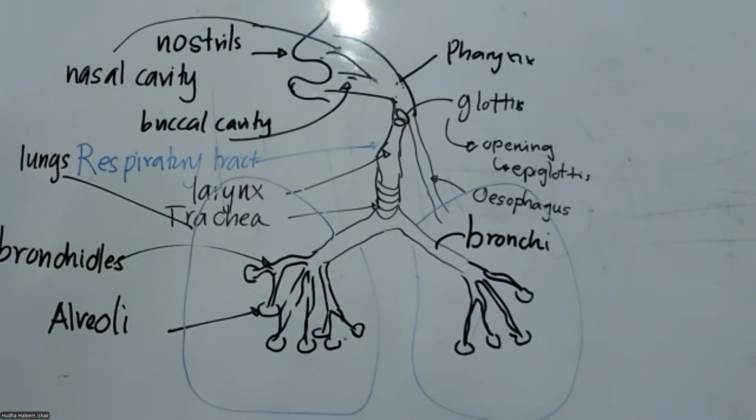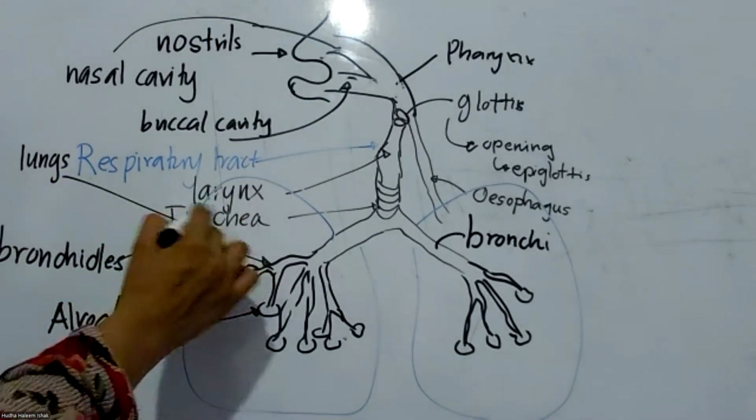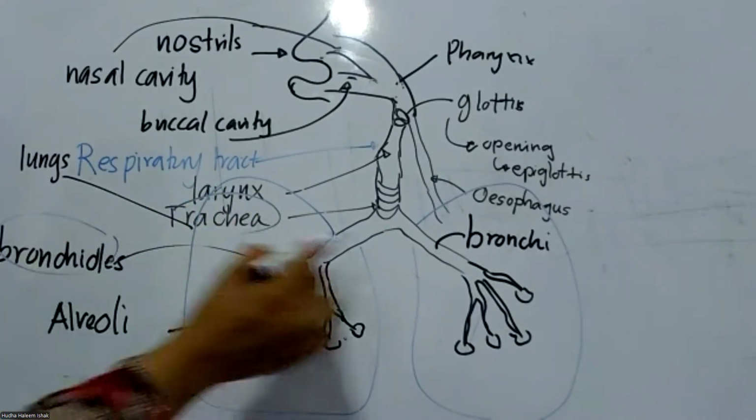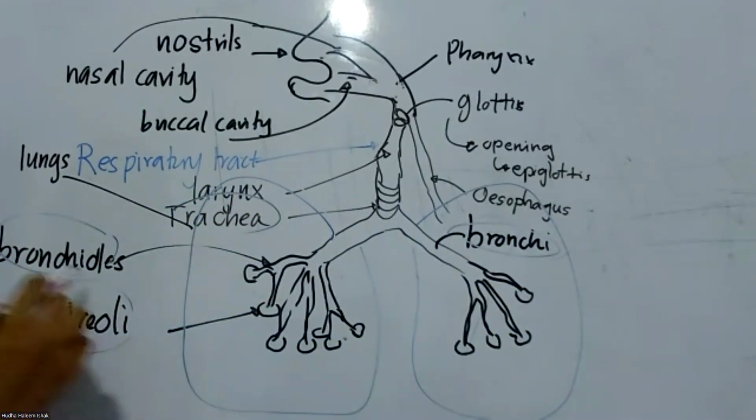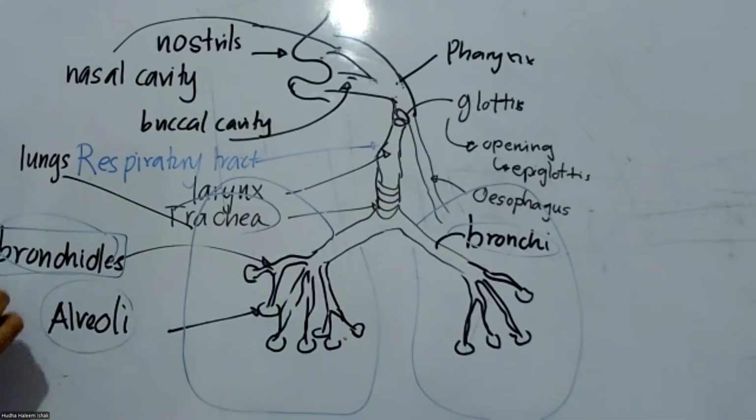Remember, the branching ducts are starting from where? The branching ducts are the trachea, bronchi, bronchioles, and the alveoli. But inside the lungs, we have what? We have only the bronchioles and the alveoli. Remember that point very well. Inside the lungs, we have only bronchioles and alveoli. So these bronchioles and alveoli are contained within these two lungs.